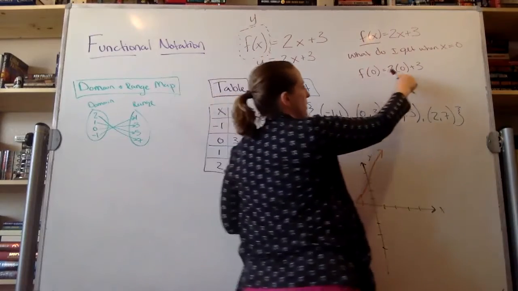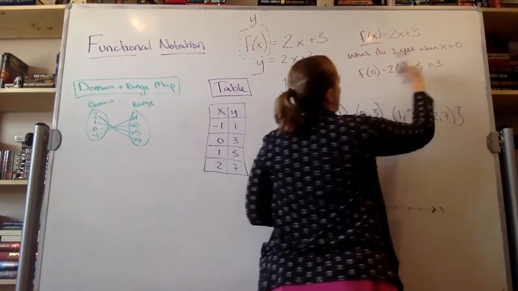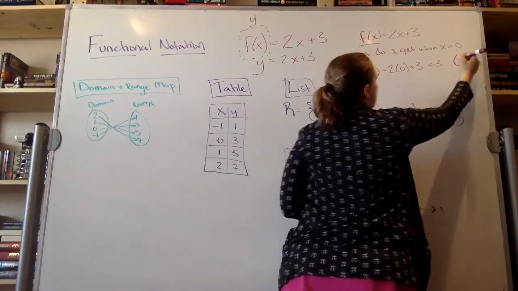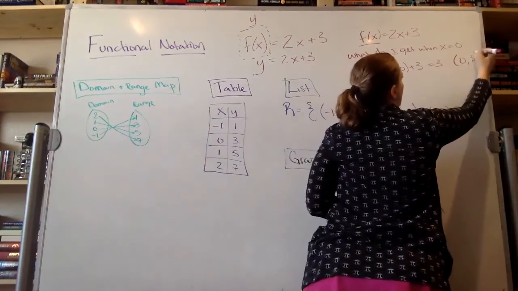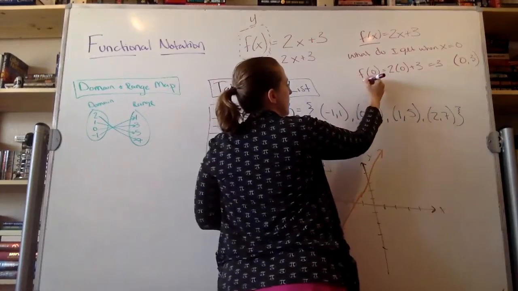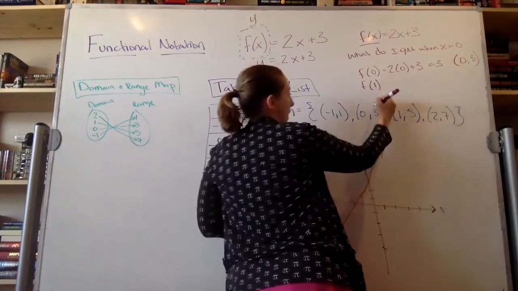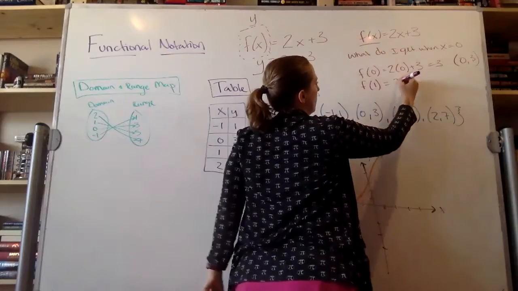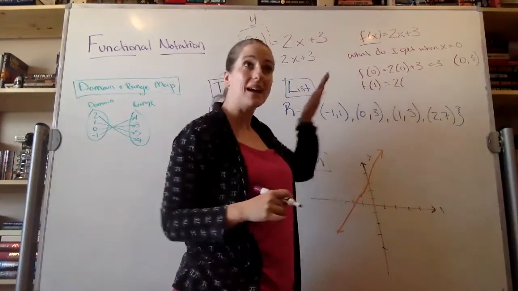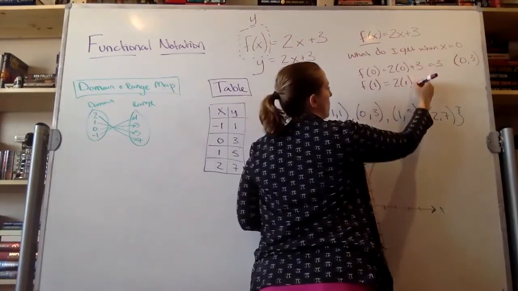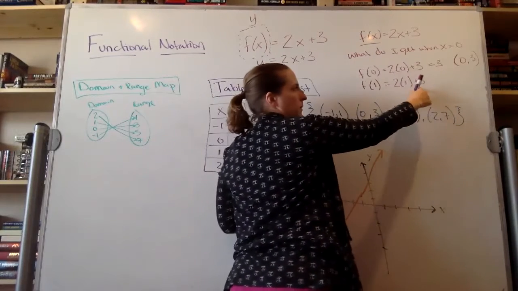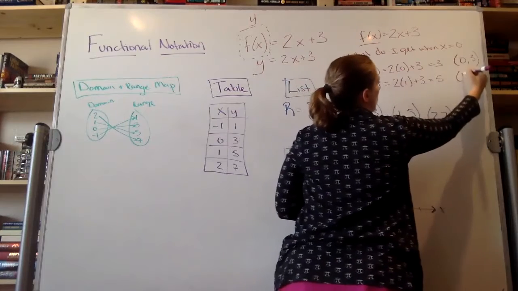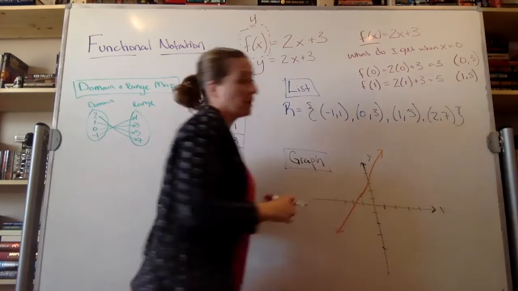Okay, and what is this? Well, 2 times 0 is 0 plus 3 is 3. So f of 0 is 3. That's telling me that I have the ordered pair where x is 0, y is 3. Okay. Similarly, I could ask something like, what's f of 1? Well, f of 1 means everywhere up here that I have an x, I'm going to replace that x with 1. So f of 1 would be 2 times 1 plus 3. 2 times 1 is 2, plus 3 is 5. That tells me the ordered pair (1, 5) is a part of my graph.